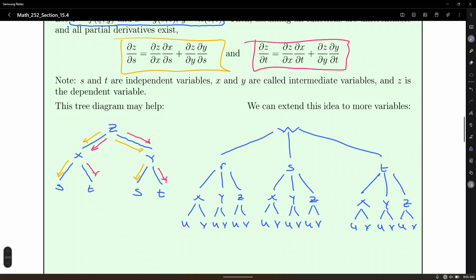Do we want to stop here? No, let's have more variables. Why not? How about each depending on alpha and beta? You can add more if you want. So again, there's no limit.